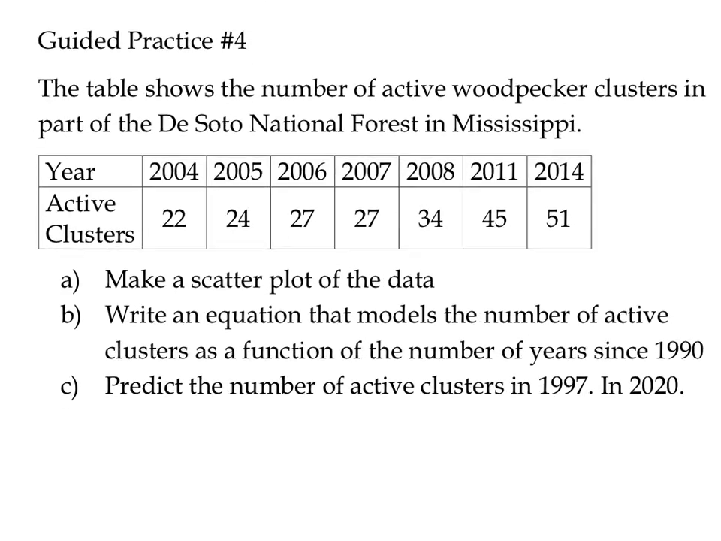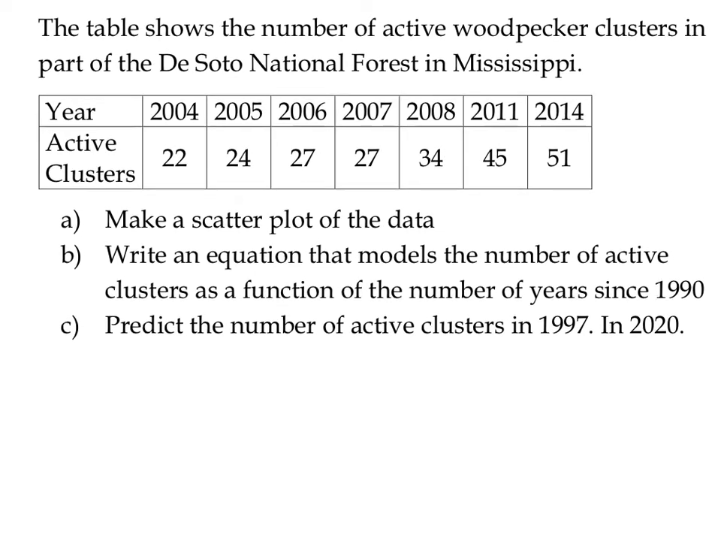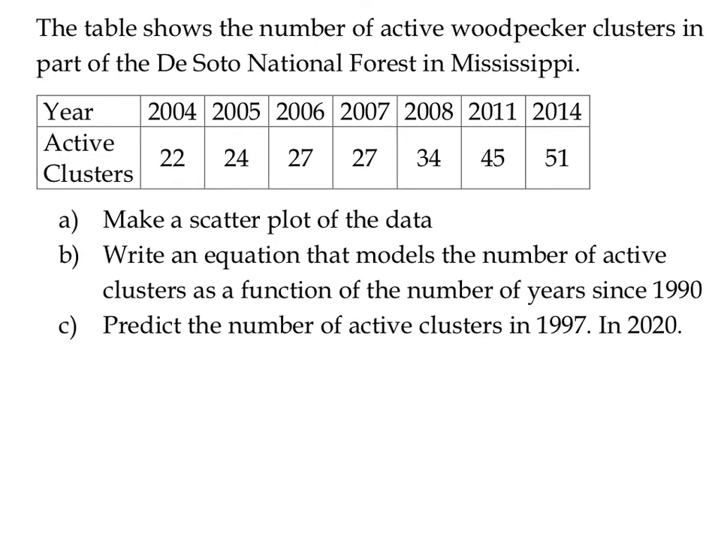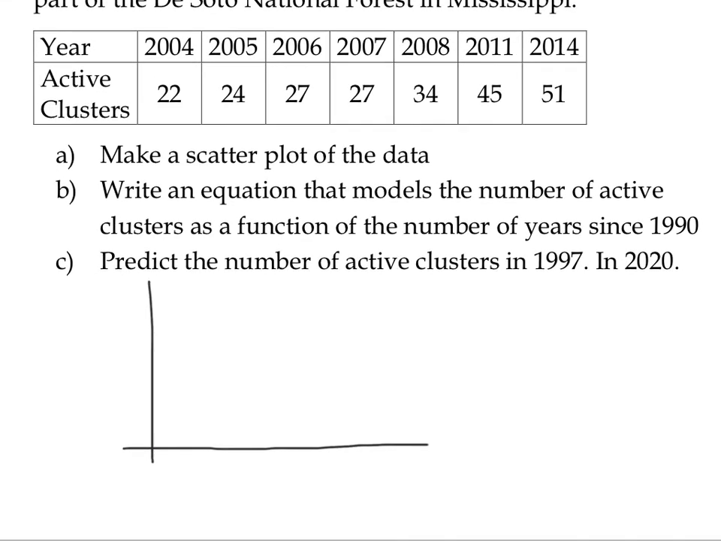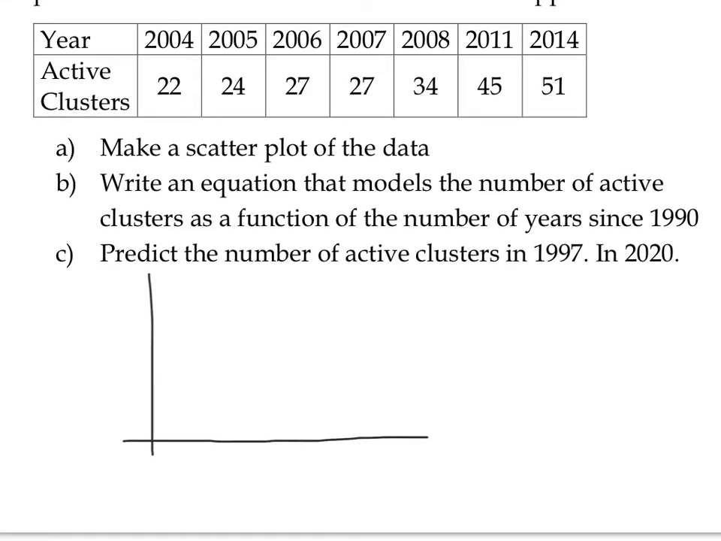This is data for the number of active woodpecker clusters in a national forest in Mississippi. If we want to make a scatter plot, the first thing we want to do is make a scatter plot of the data. So I'm going to draw one down below here, and we don't have any negative values. None of these are going to be negative x's or y's, so we can just concentrate on this first quadrant.